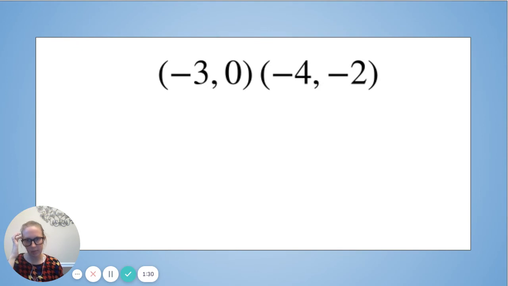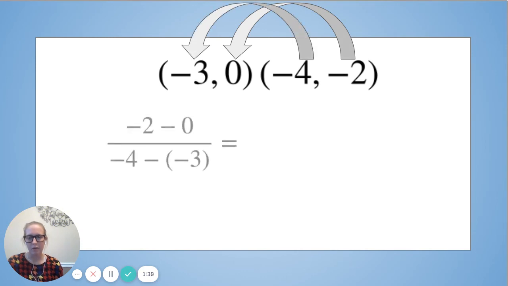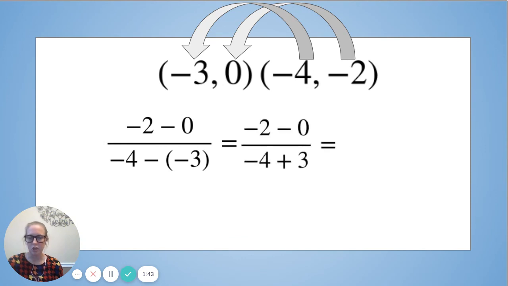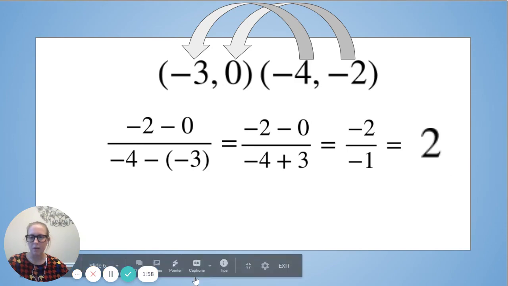In our last example, I have negative 3, 0, and negative 4, negative 2. So I'm going to say negative 2 minus 0 over negative 4 minus negative 3. Again, I don't like to write minus a negative, so I'm going to change that to a plus sign in my denominator. So the negative 2 minus 0 is negative 2, and then negative 4 plus 3 is negative 1. So if I reduce that, negative 2 divided by negative 1 is a positive 2. So that's how I can find the slope when I'm given 2 points.